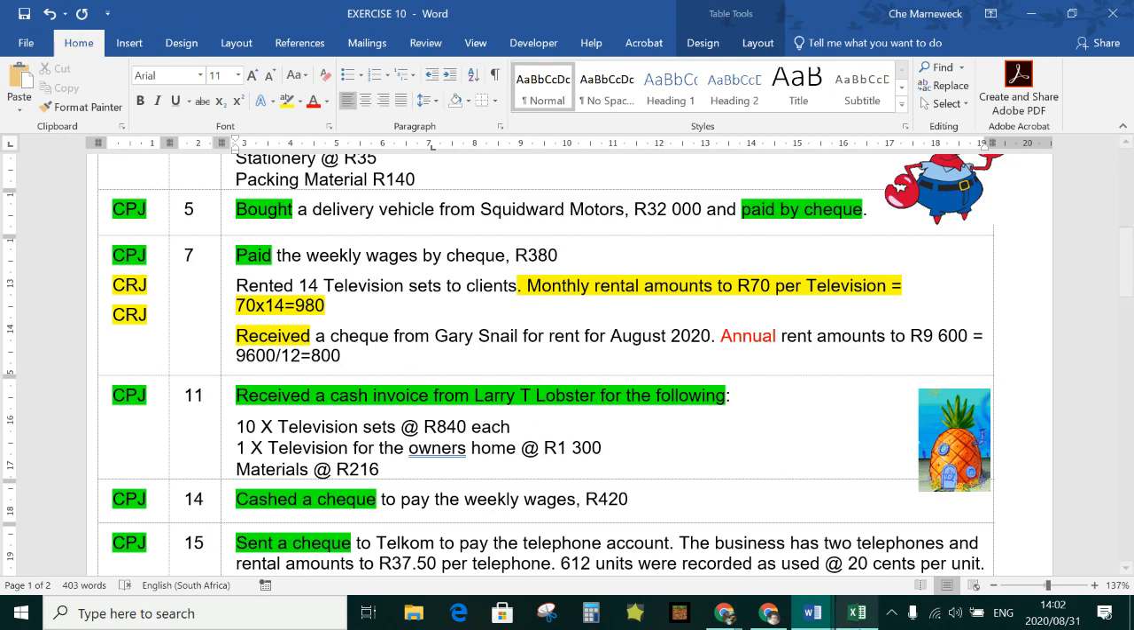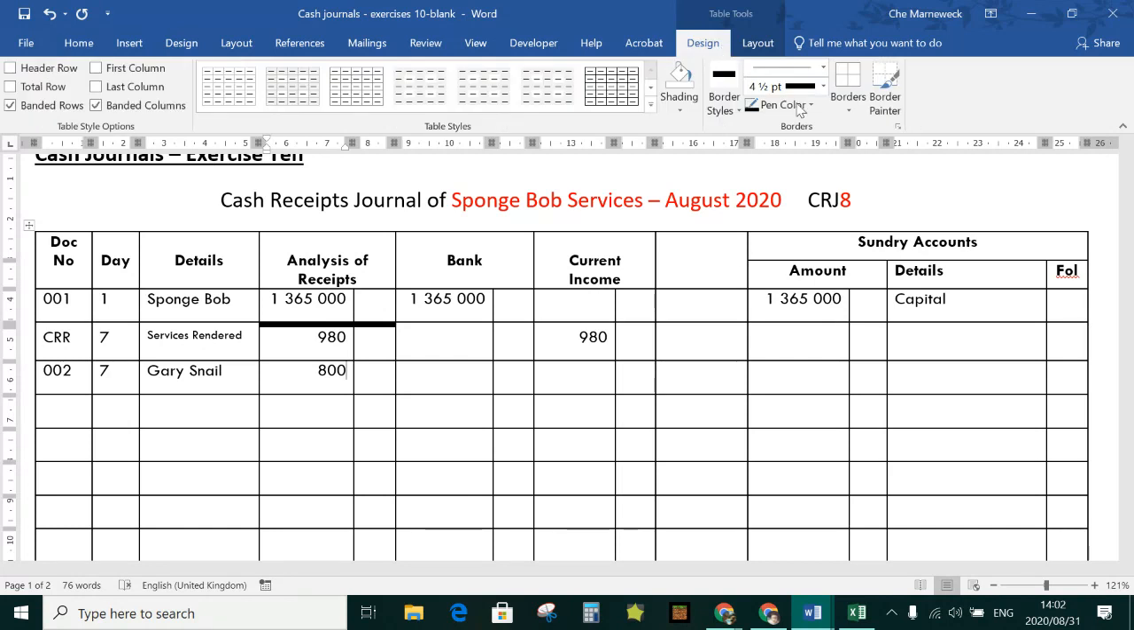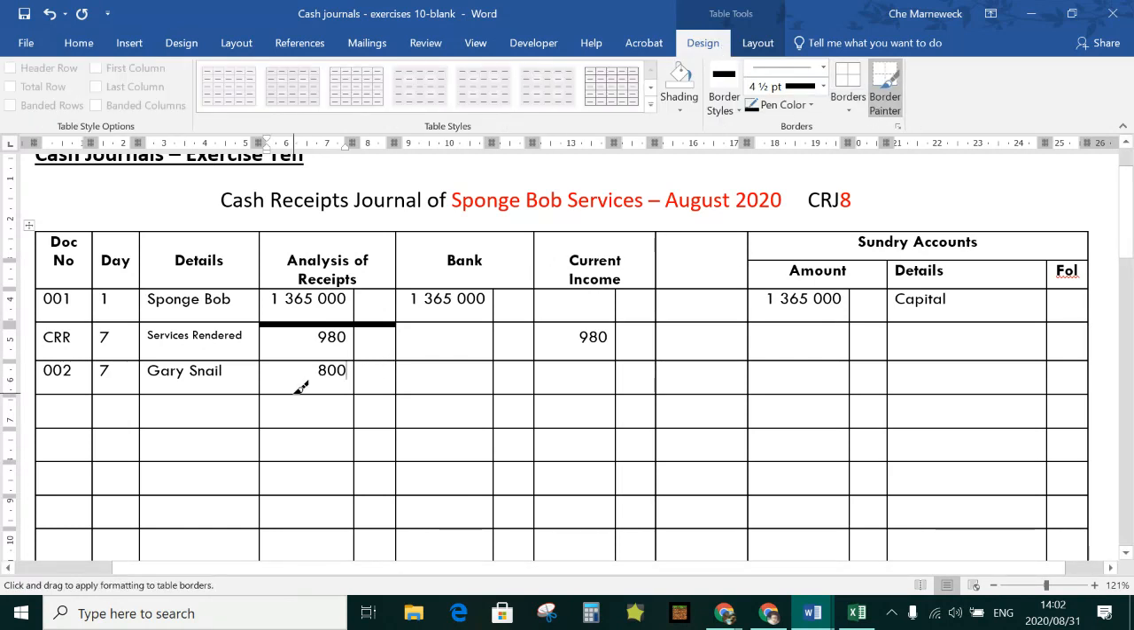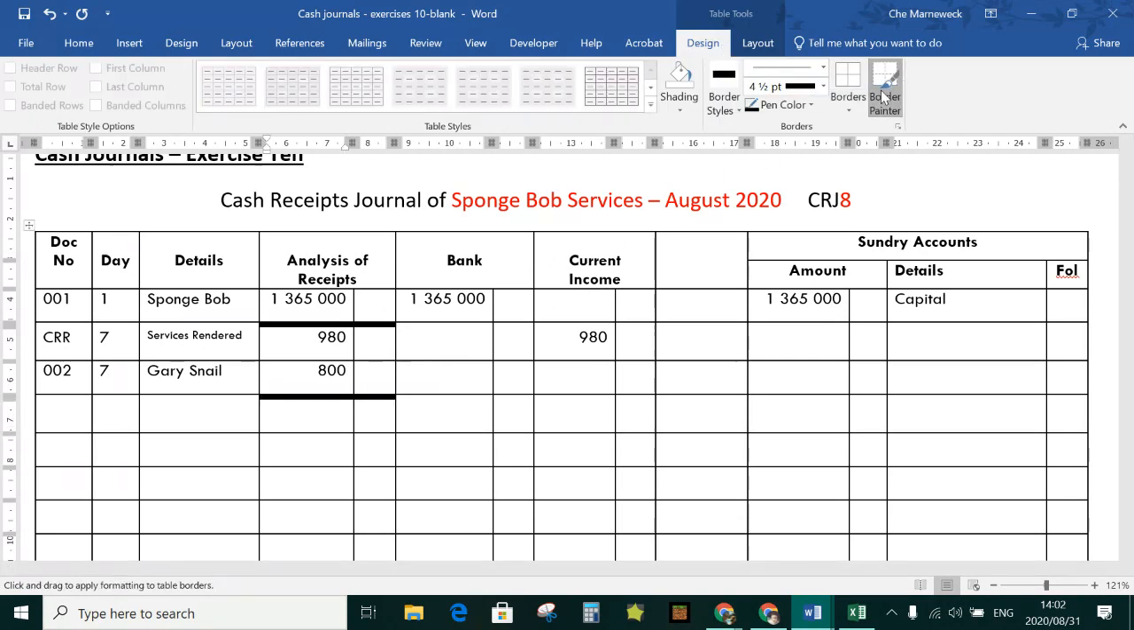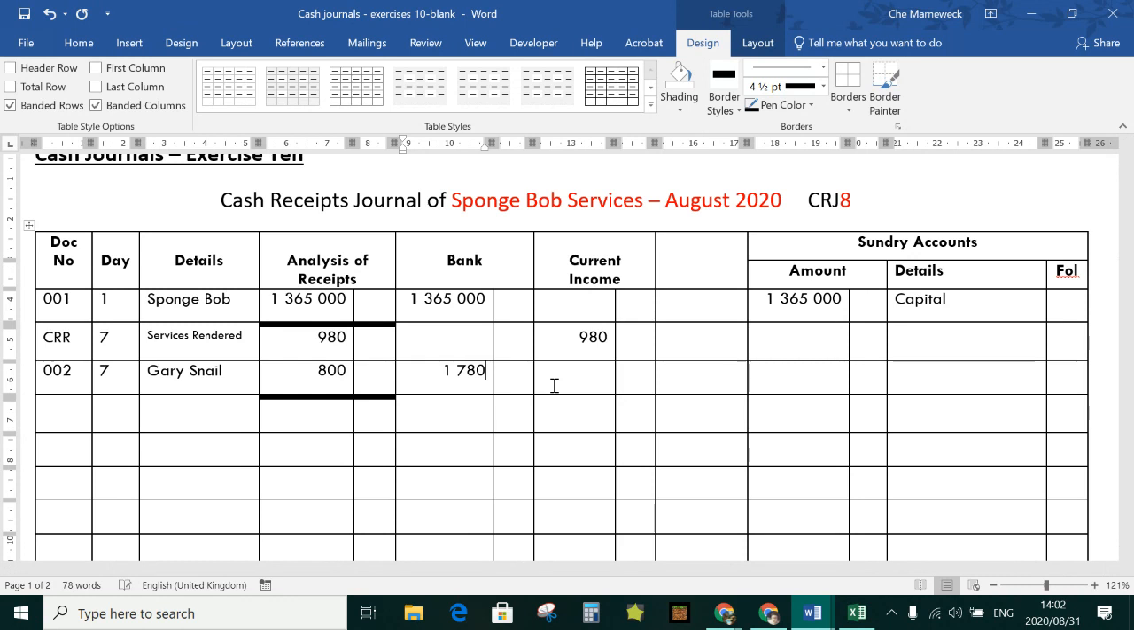Get Gary Snell. So the next receipt number is 002. Gary Snell. How much money is he paying us? He's paying us 800 Rand. Do we receive more money on day 7? No, we don't. So we underline underneath the last figure for the day. We add the values together and deposit it in our bank account. So 1,780.